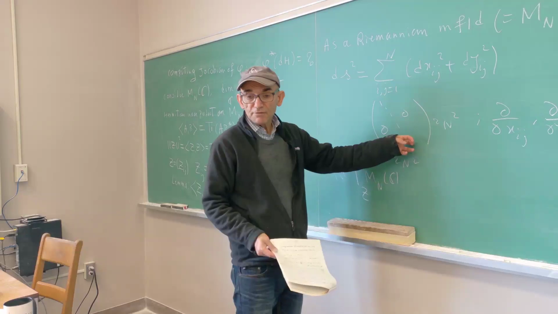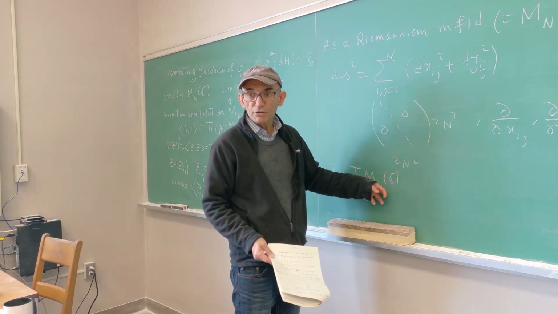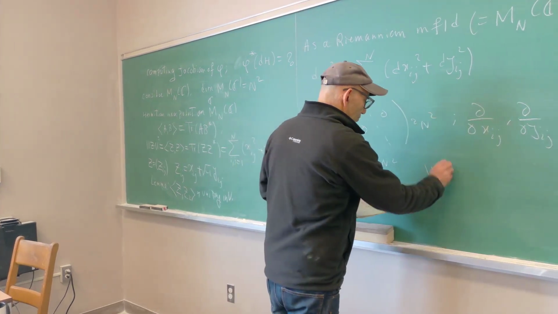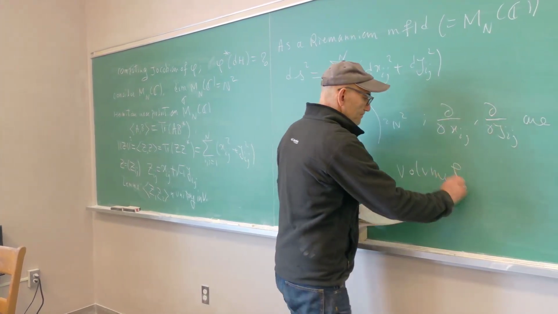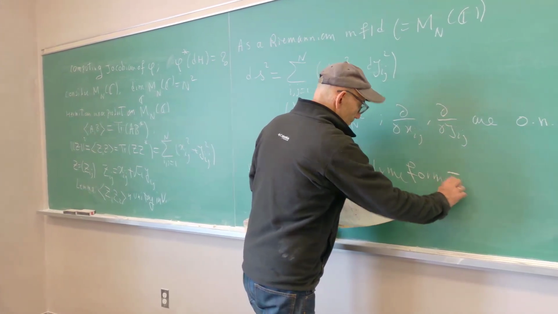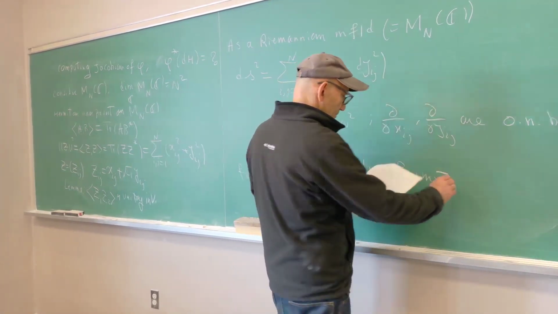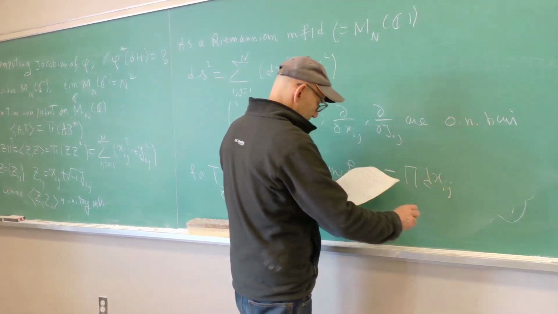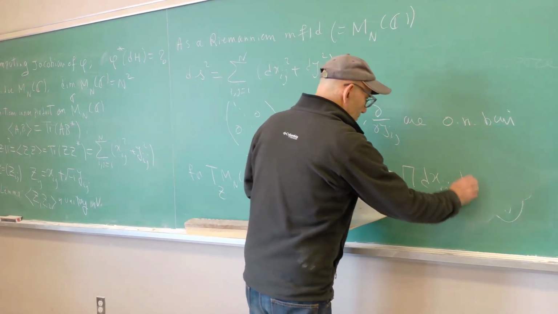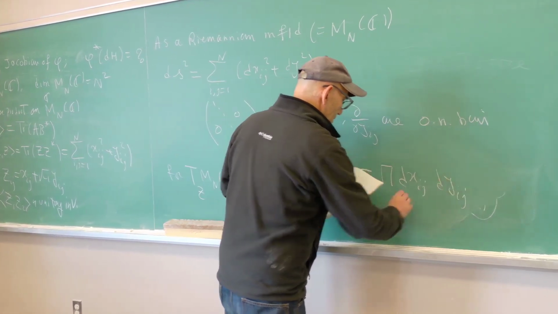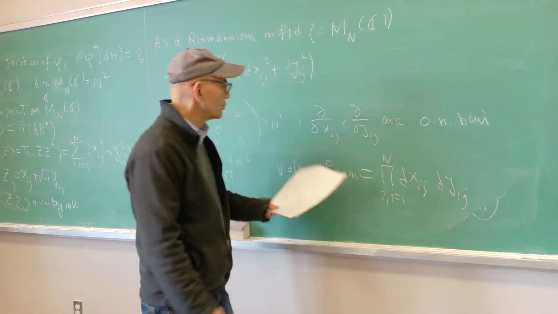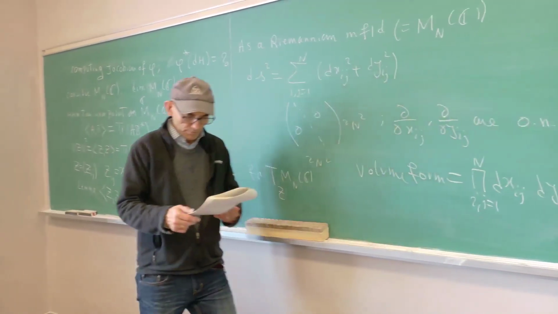So we know that if we have a Riemannian metric, we can take the volume form, and we just take that volume form. So the volume form is the product of dx_ij, the product of dy_ij, i, j equal to 1 to n. That's a 2n squared form.